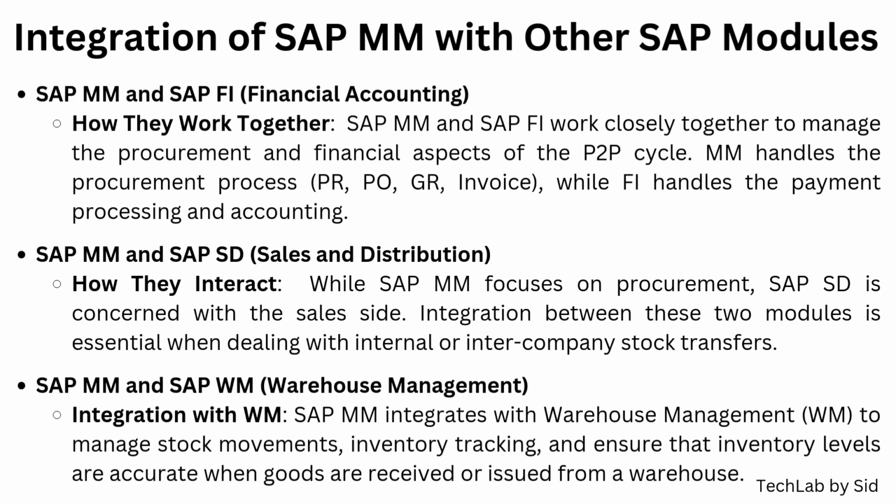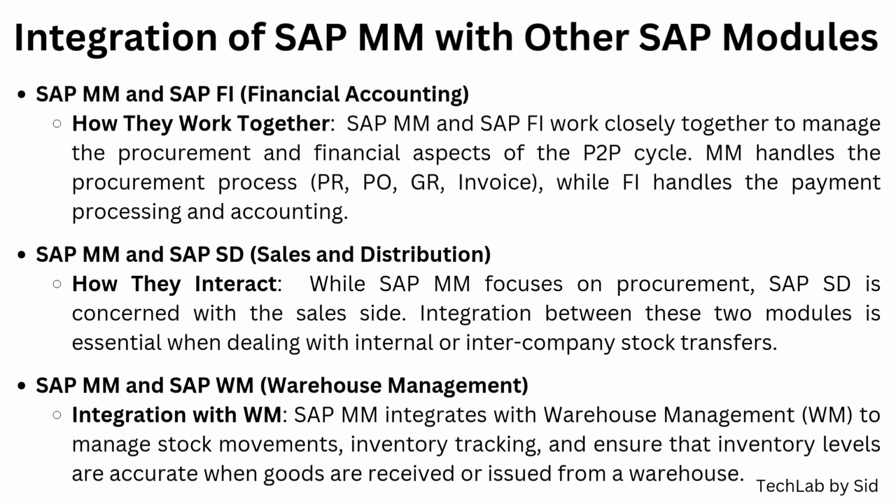This module is closely integrated with other modules like FI, SD, and WM, ensuring smooth workflow across all business functions. The integration between MM and FI is crucial for managing procurement and financial accounting. While MM handles procurement activities such as creating purchase requisitions, orders, goods receipts, and invoice verification, FI processes payments and ensures accurate financial entries for goods receipts, invoices, and vendor payments.